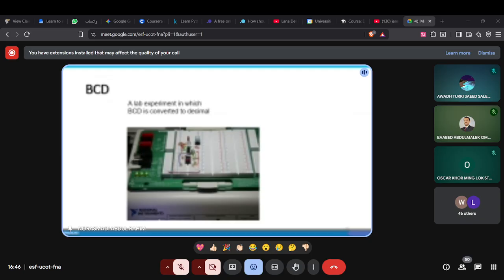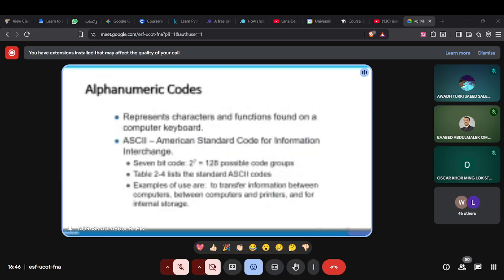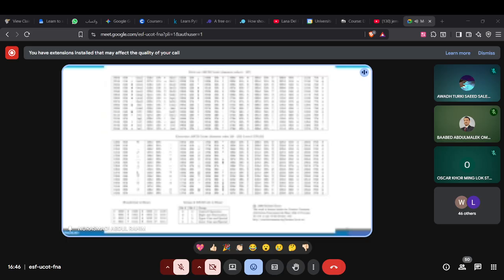Actually, just a few more slides. We finish the number system. We have one more here: alphanumeric codes. Now, this one is only the ASCII, or we call it ASCII number. It is widely used in embedded systems if you want to use this one.